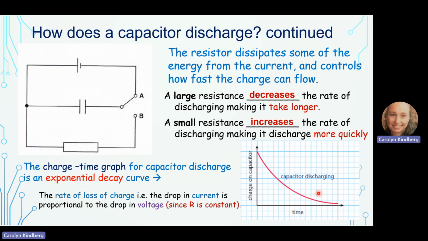We know that the drop in current, which is the rate of loss of charge, is going to be proportional to the drop in voltage because the resistance is constant in the discharging circuit.